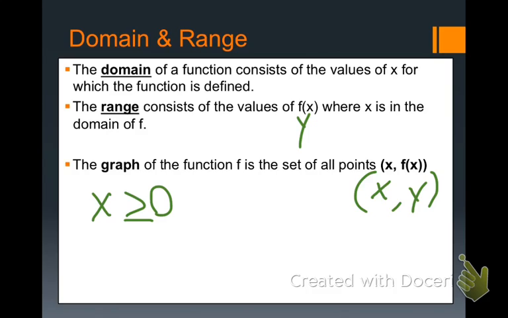And the range, well, that would depend on the final height of the candle, right? But it's never going to go below 0. You're not going to have a negative candle. So again, your f of x is always going to be greater than or equal to 0.